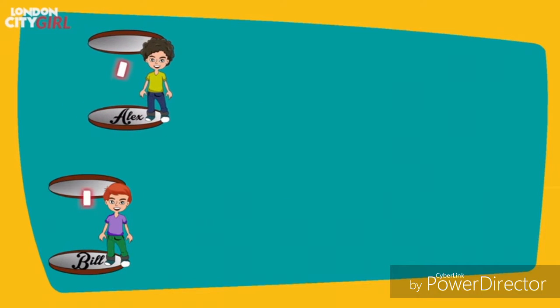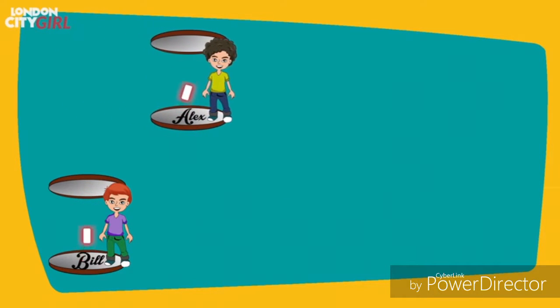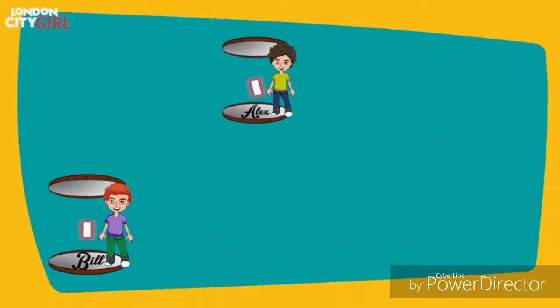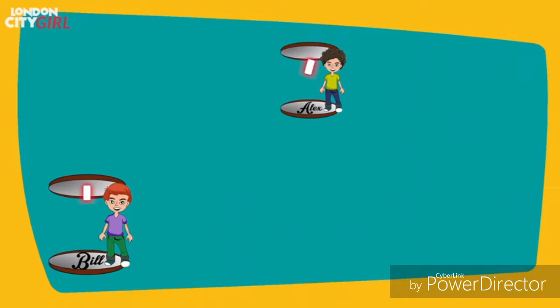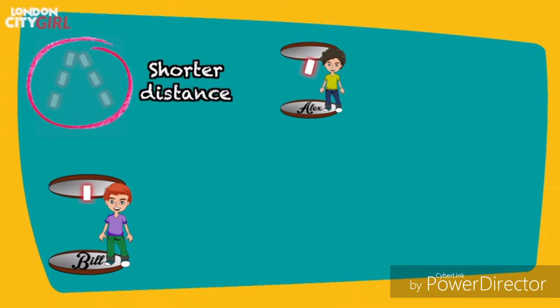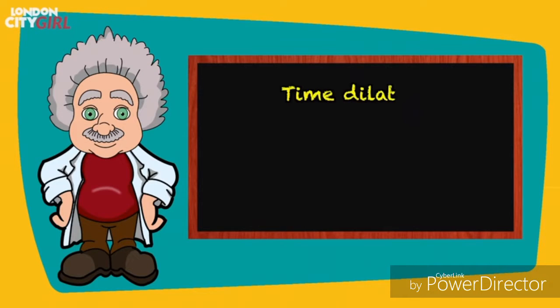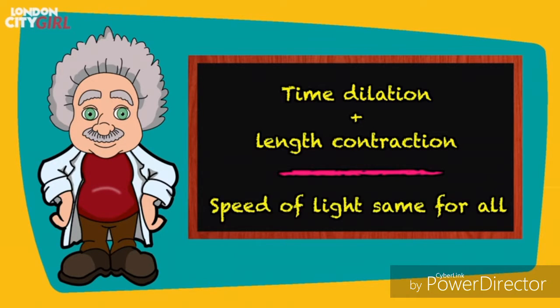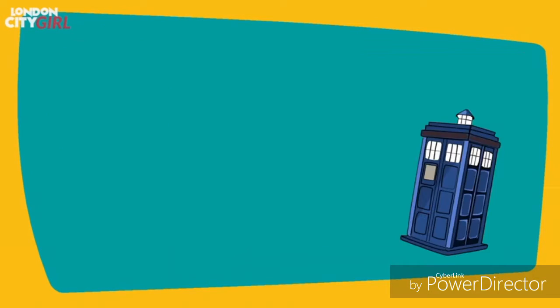When objects are moving close to the speed of light, not only does time slow down, but the object itself contracts. This is called length contraction. So in this scenario, Alex and his mirrors are actually smaller than we thought, and therefore the distance the light beam has to travel is actually smaller than we thought also. In conclusion, time dilation and length contraction work together to ensure that the speed of light remains the same for both Alex and Bill. Einstein preferred to think of space and time not as two separate things, but one entity. He called it space-time.